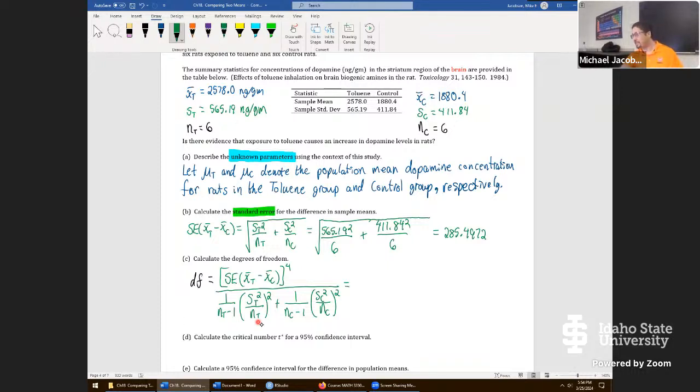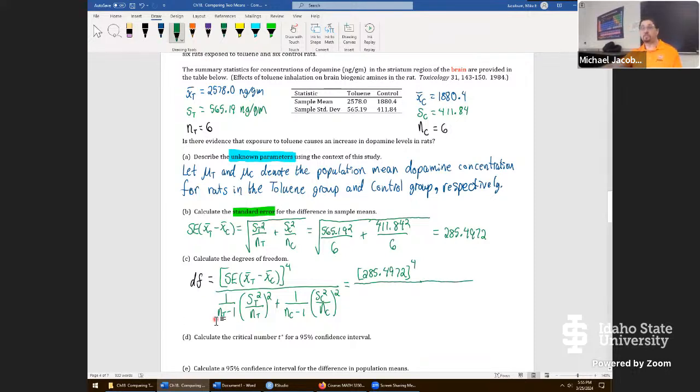Now we've got to plug everything in. So first, the numerator, it's from this quantity from the prior step, it'll be a 285.4972 to the power of 4. That just looks weird. Let's fix that. And then finally down below, let's see here.